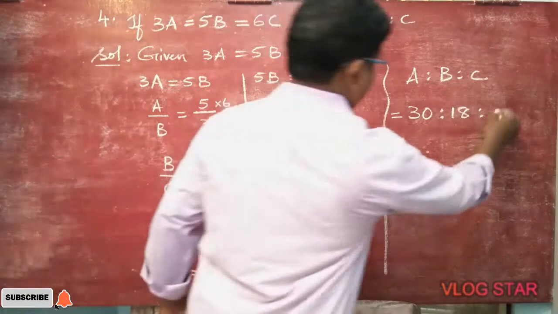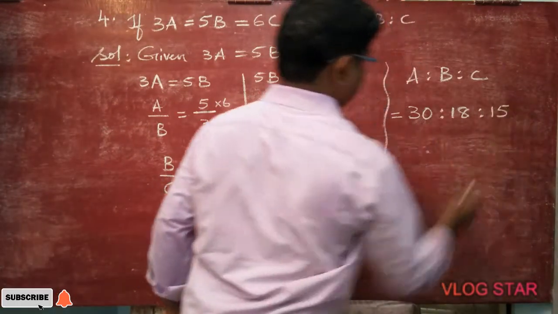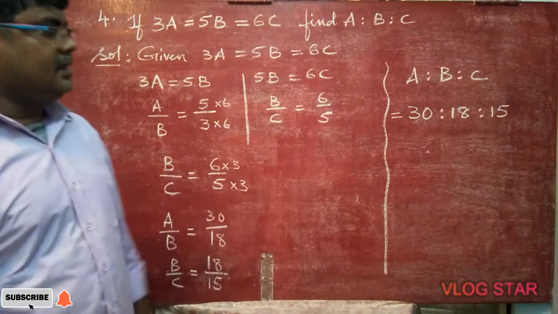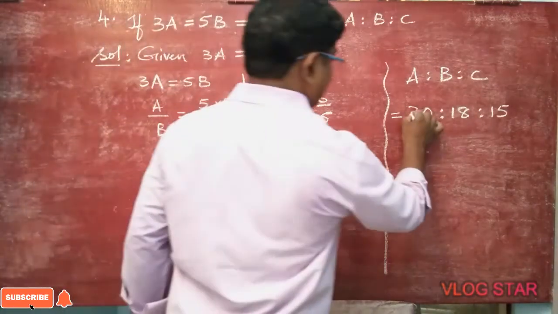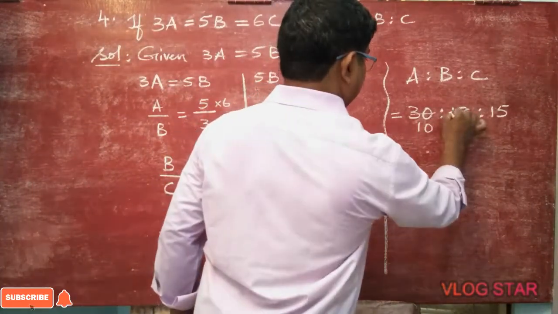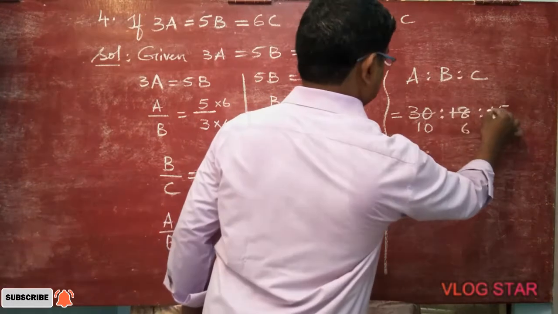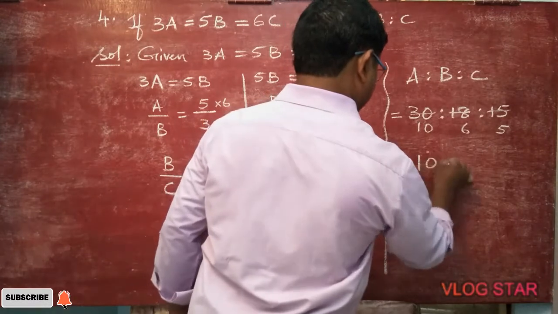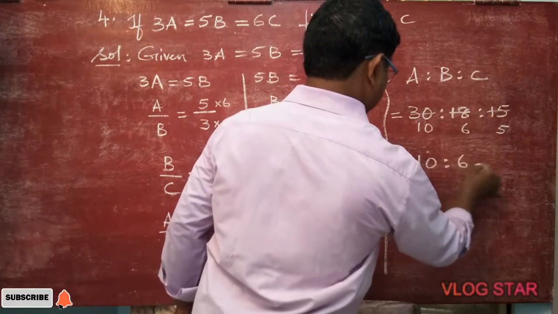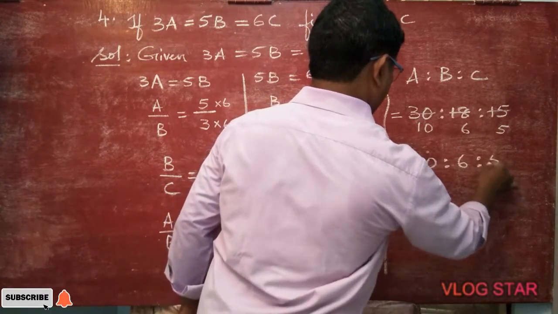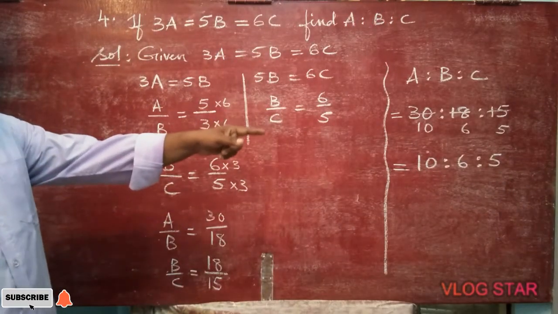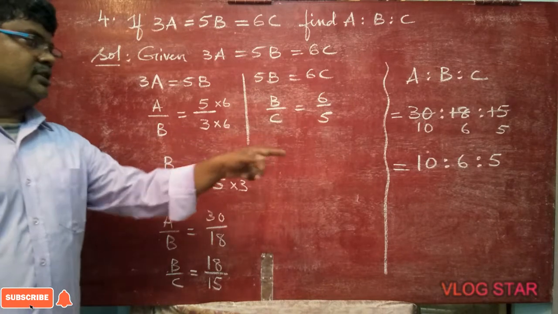15. 1 5 is 15. Now the 3 table is common. If a common table is there, cancel. 3 goes here 10 times, 3 goes here 6 times, 3 goes here 5 times. So what is the answer, miss? 10 is to 6 is to 5. They told to find the value of A is to B is to C: 10 is to 6 is to 5.